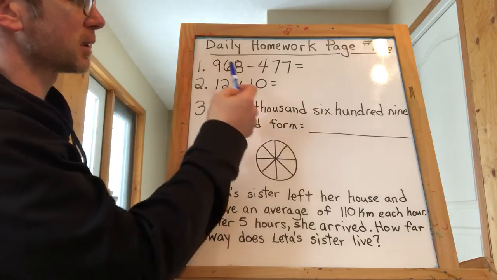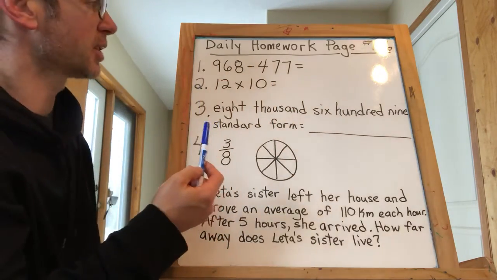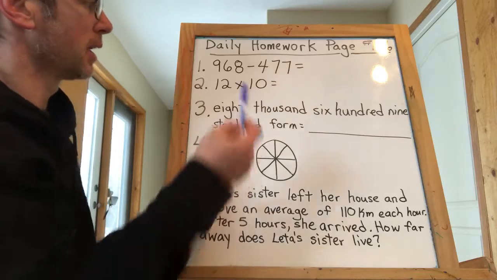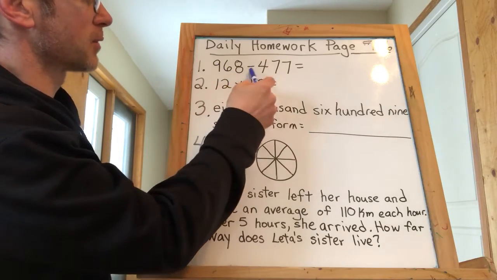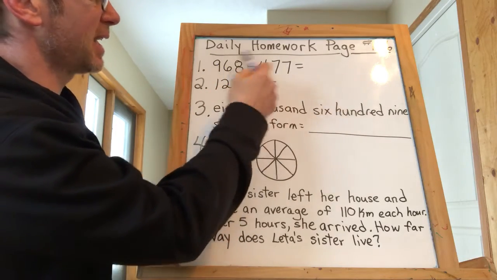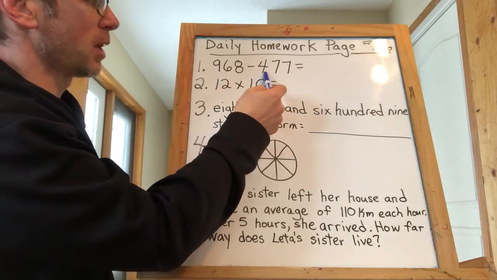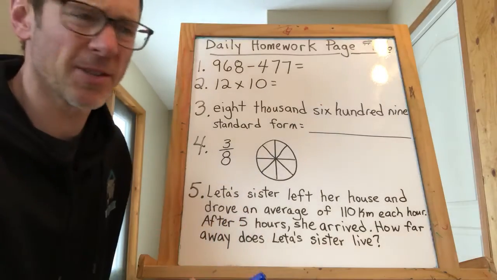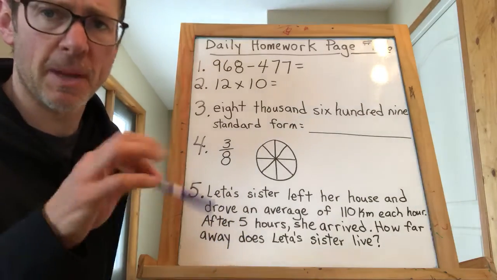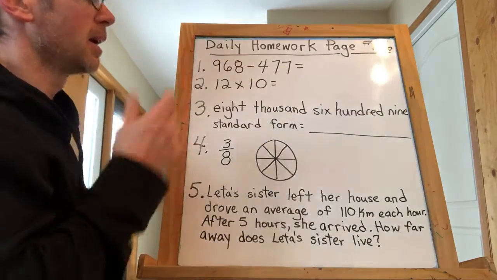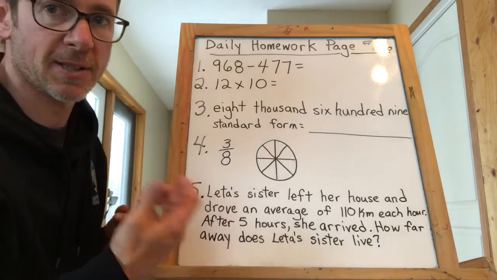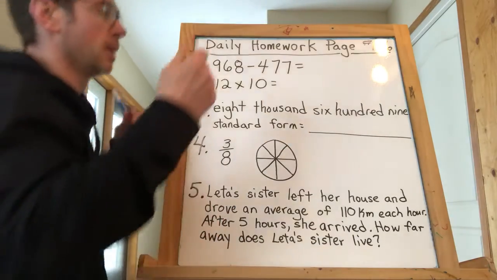When I first look at this question, the first thing I look at is what is the answer going to be approximately? So if I have 968 minus 477, this 68 and 77, that's pretty close to each other. And 900 minus 400 is 500. So my answer is going to be around 500, maybe just a little below that. Okay, I'm going to work it out by using the stacking method, borrowing. I'll just show that on the back.